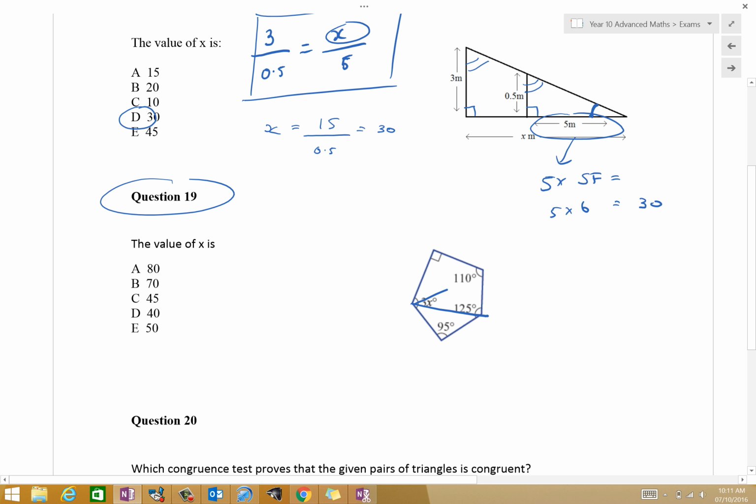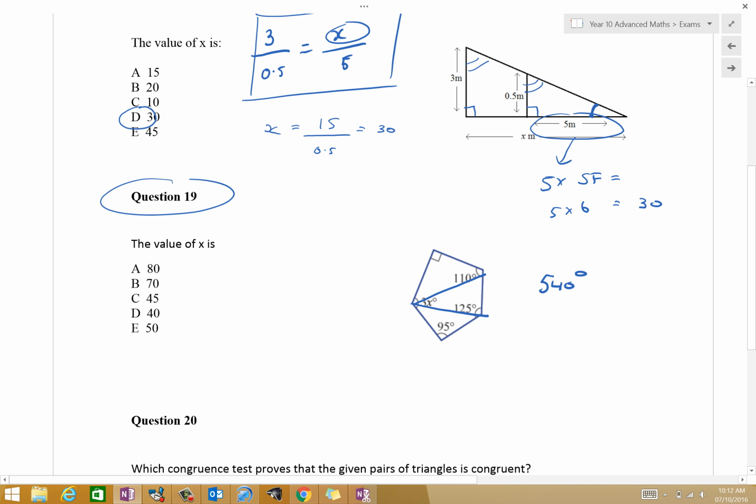1, 2, 3. How many degrees in a triangle? 180. How many triangles do we have? 3. So what would all the angles add up to? 540. So we've got 540 degrees. Forget using the formula. That's only when you've got like 20 sides or 6 sides. Okay, maybe. But 5 sides, just do that. That's more fun. All right.